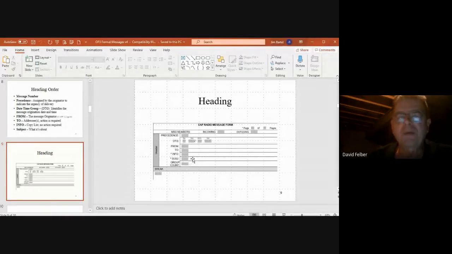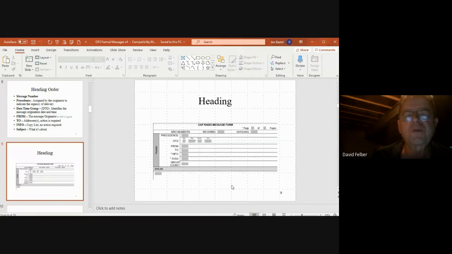And the group count. In the text, we always count the number of word groups. There could be words, a combination of words and numbers, but there'd be a group count so that the receiving operator can look at his message and put down, yeah, I've received all the groups, okay. I'll explain the group count a little later. Then the pro word break.